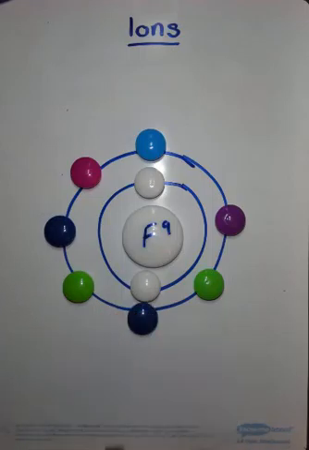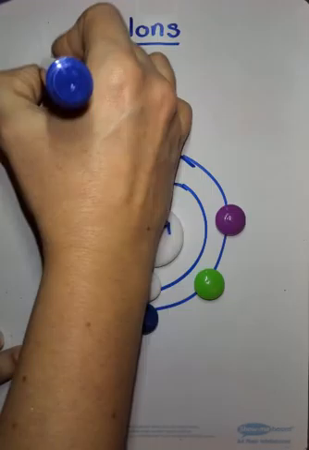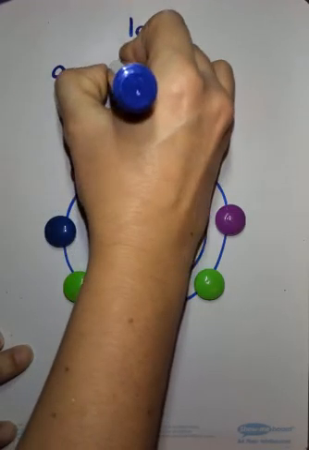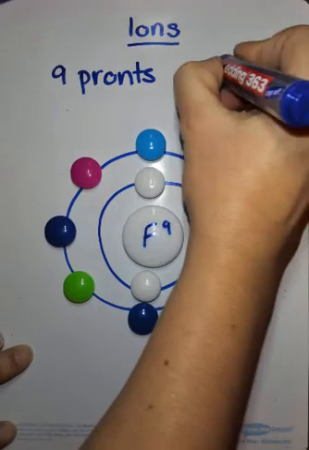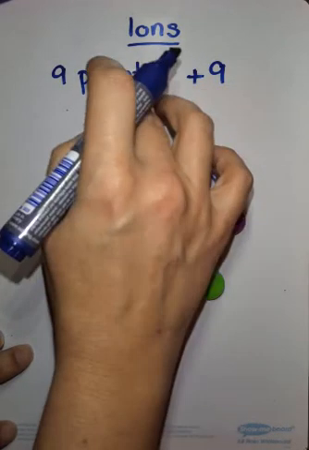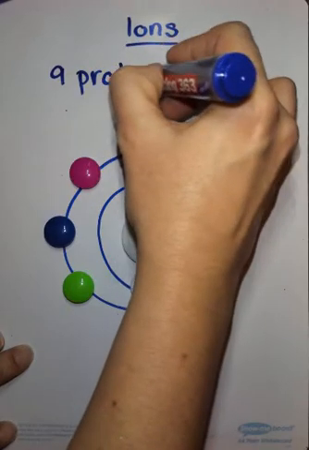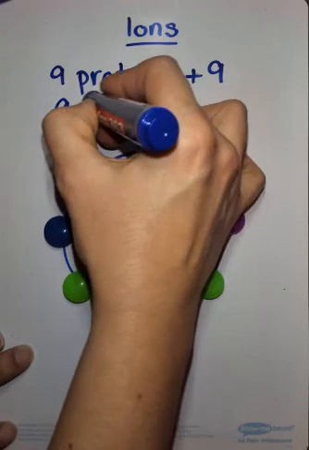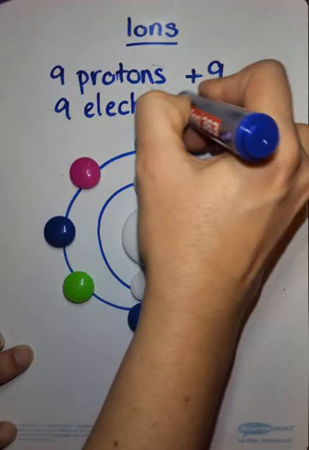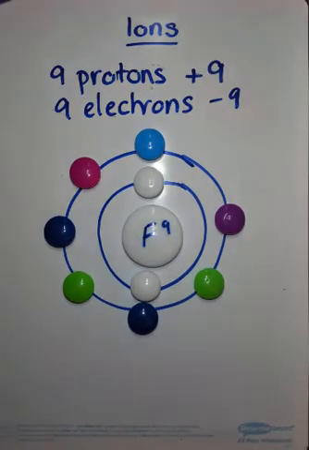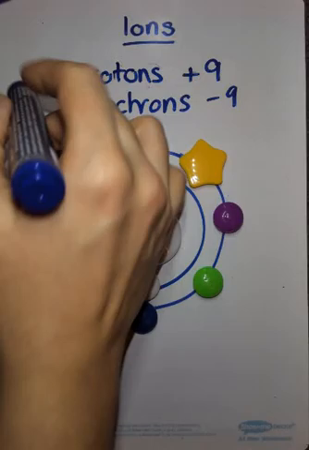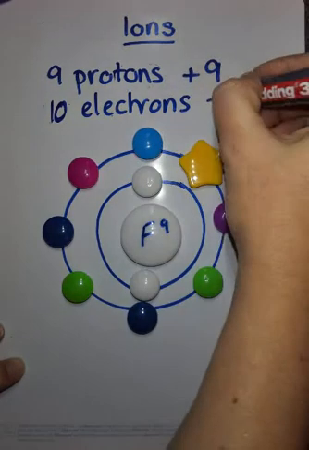Okay, so again we've got 9 protons, so we've got 9 positive charges. Oh my gosh, I can't spell tonight, can I? Protons. We'll try that again. And we've got 9 electrons. Okay, so 9 negative charges. Now what we're going to do is grab an electron from somewhere else and add it in. So now, instead of having 9 electrons, we've got 10. So now we've got 10 negative charges.